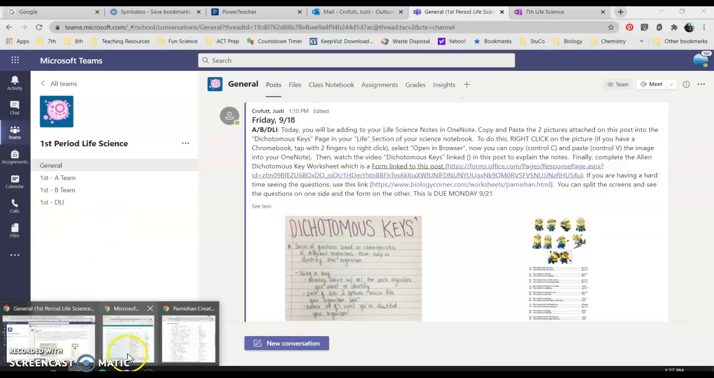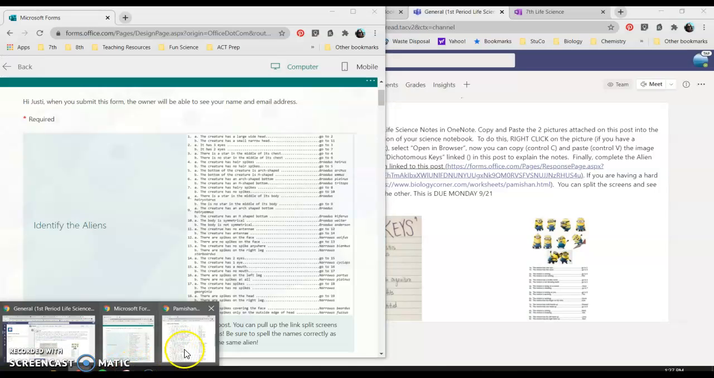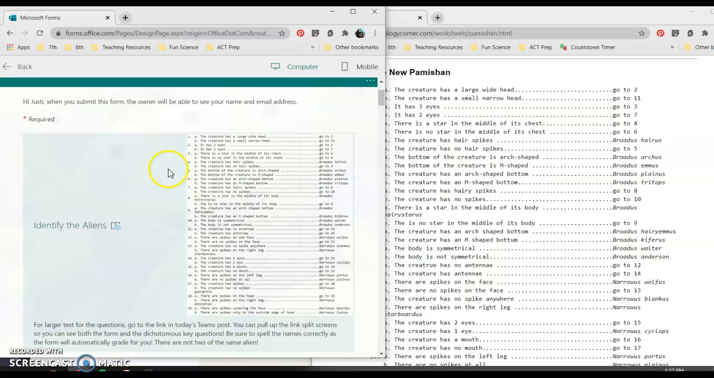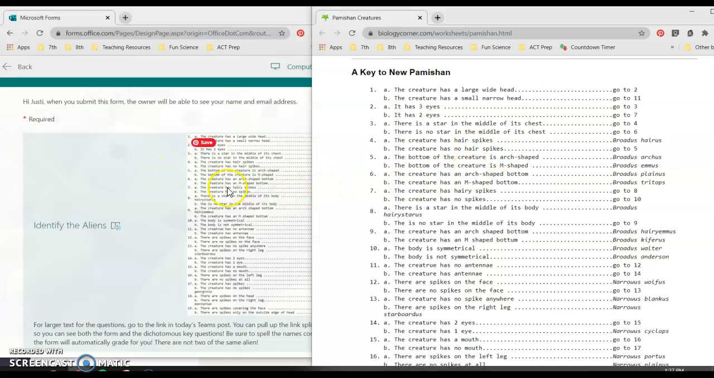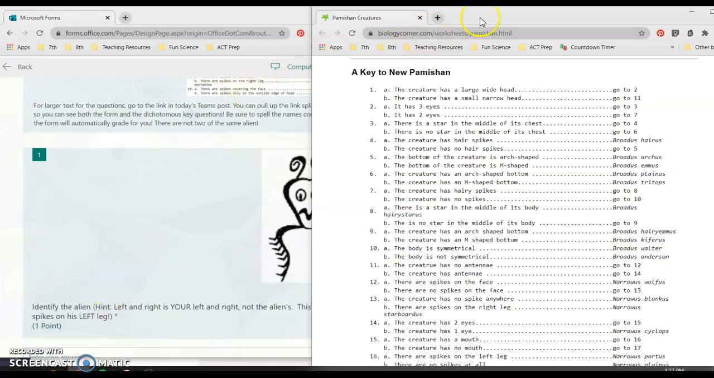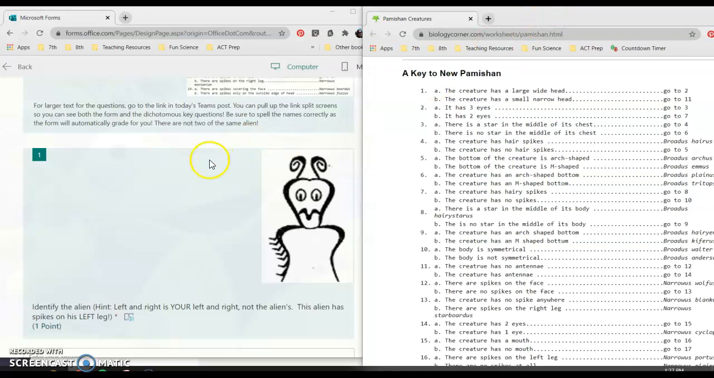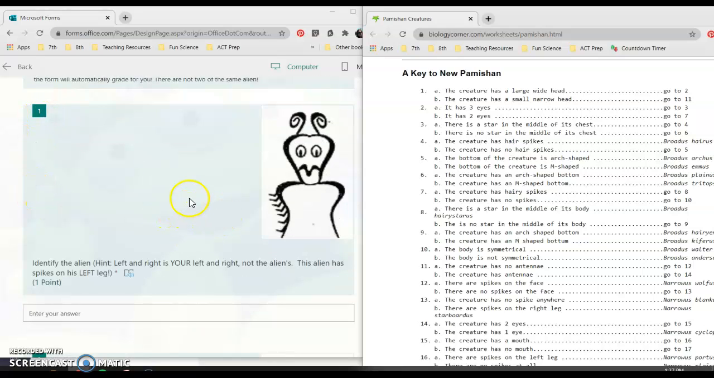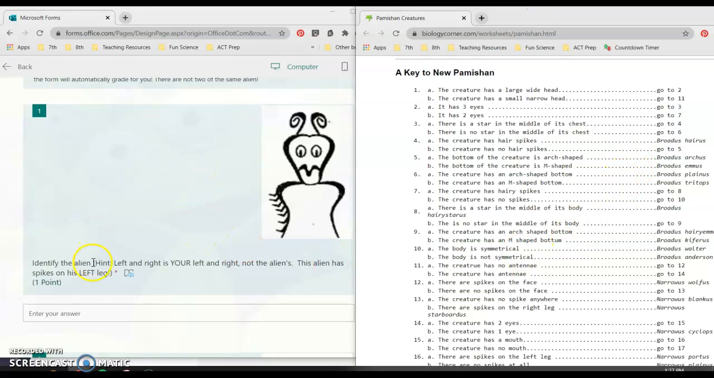What I did was I just split my page in half. On one page, I'm going to have the form, and on the other page, I'm going to have the questions. You're more than welcome to do that, and then you'll just be able to scroll over. I'm going to move this a little bit more so you can see the form on one side and the picture on the other. You have 20 aliens to identify, and you'll be using this dichotomous key to help you.